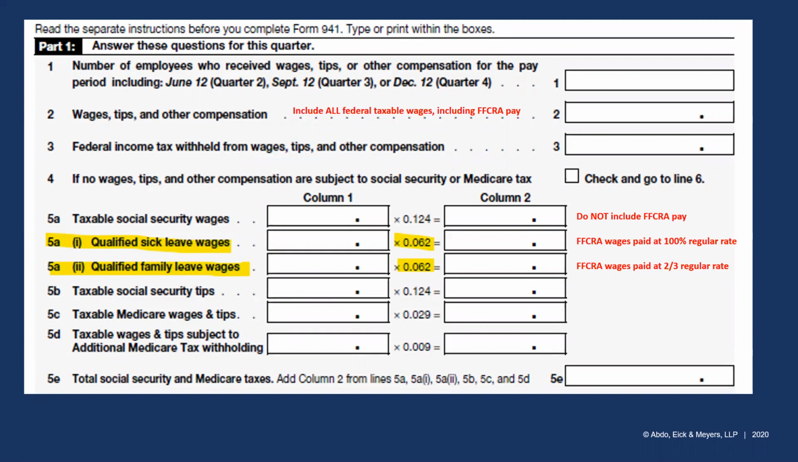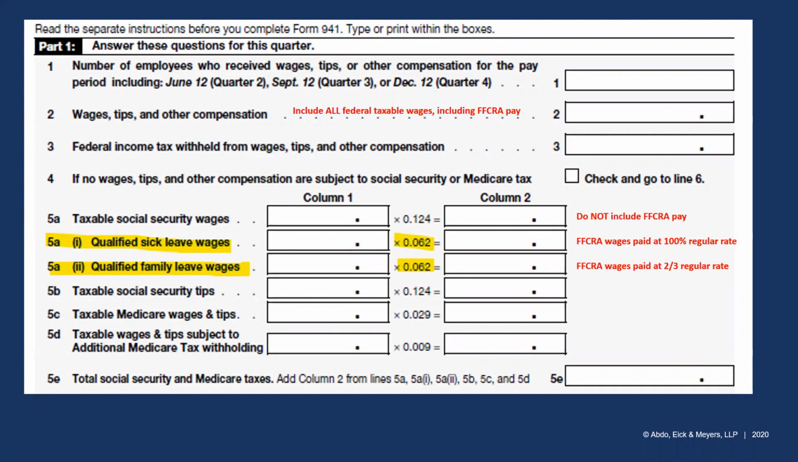Then if we jump down to line 5A, taxable Social Security wages, this is where we start to see some differences. Because FFCRA payments aren't subject to that employer side of the Social Security tax, in line 5A, we're only going to report taxable Social Security wages, not including FFCRA pay. So this is everything else that the employer paid out that's not FFCRA that is subject to Social Security. Should go in line 5A. Then we start to differentiate.